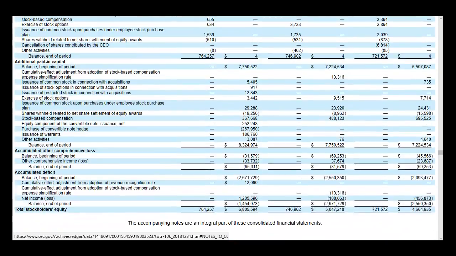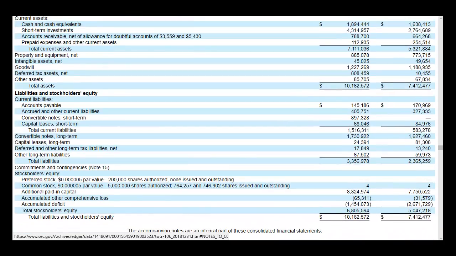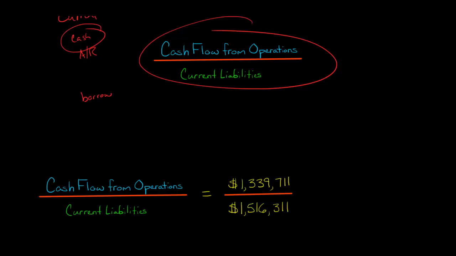That's going to be the numerator in our equation, but we need current liabilities from Twitter's balance sheet. So we've got liabilities right here, various current liabilities, and then the total current liabilities, which is $1.516311 billion. Now we can calculate our ratio for Twitter. We've got a little over 1.3 billion of cash flow from operating activities divided by a little over 1.5 billion of current liabilities, and that's going to come out to 0.88. That would be their operating cash flow ratio for Twitter for 2018.